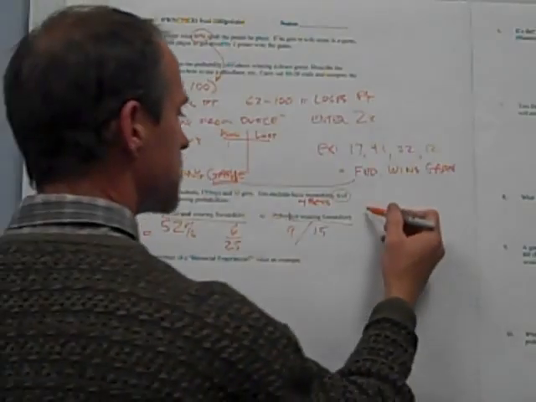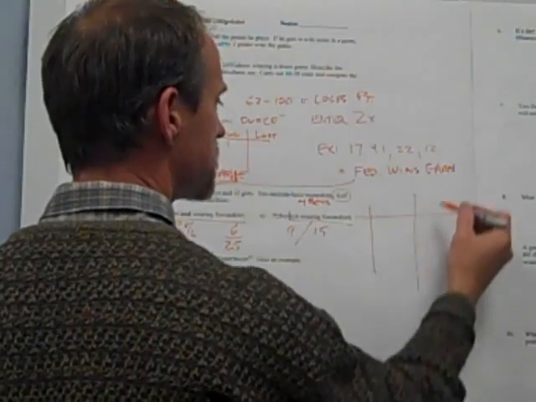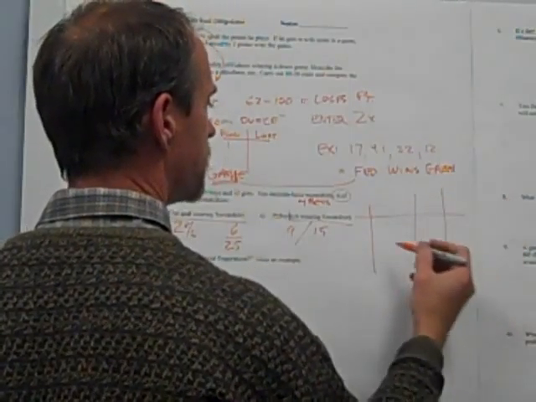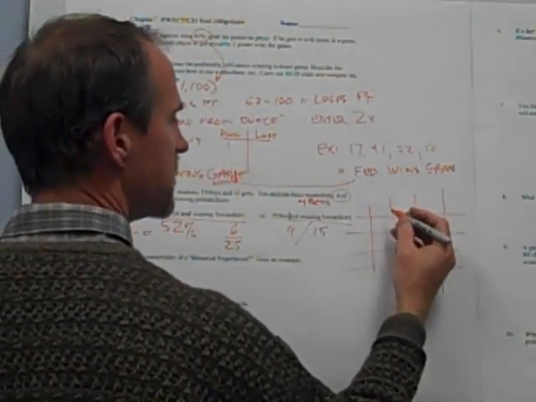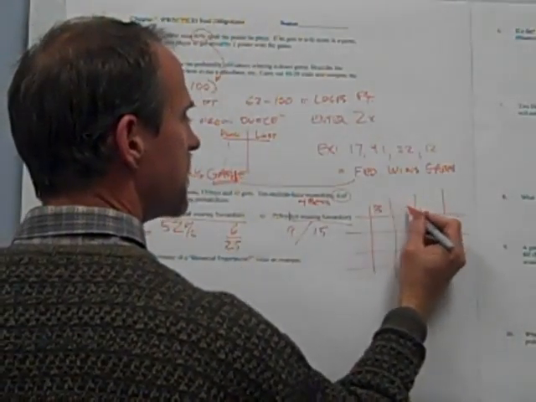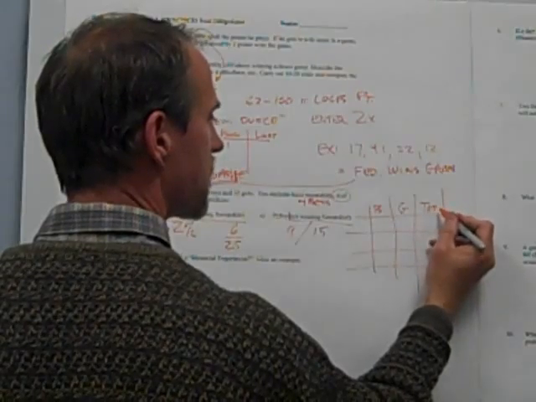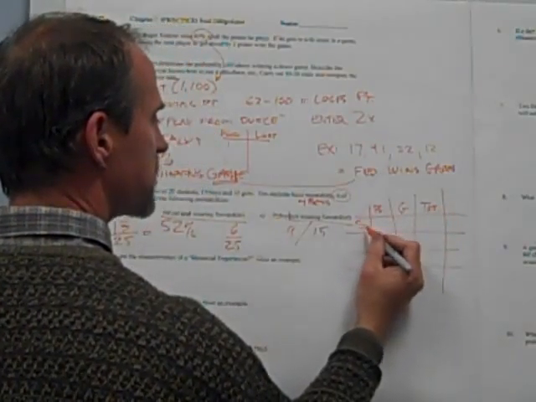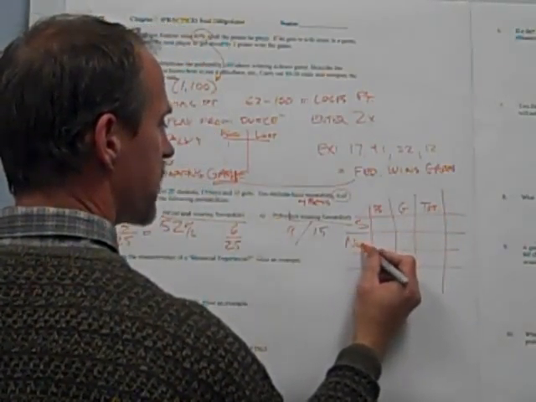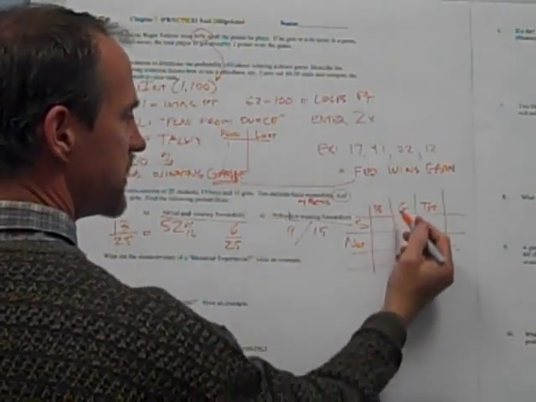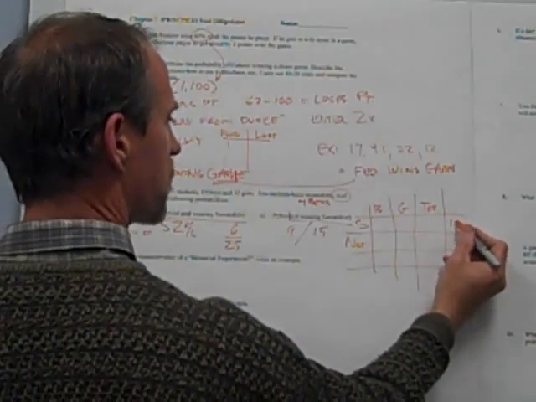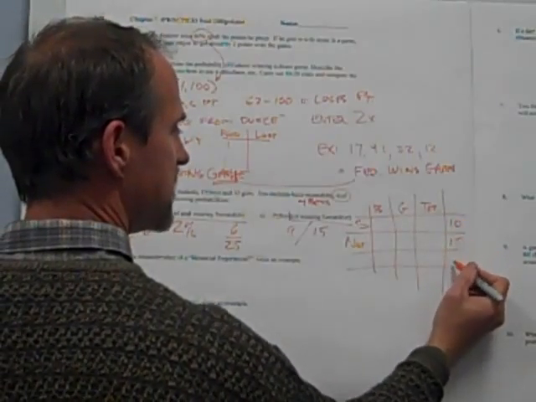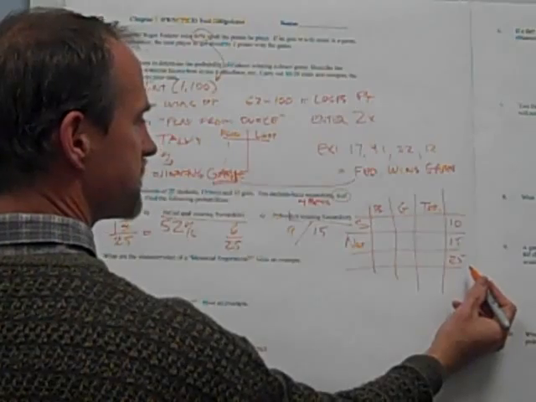You can make a chart. It's a very easy way to go, and you just have your categories like this. This is boys, this is girls, this is the total, this is wearing sweatshirts, this is not wearing sweatshirts, and you can just fill in your chart. You know that the sweatshirt wearers total 10, so the others have to be 15 because here's the total of 25.